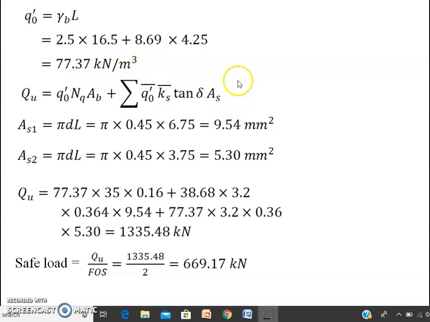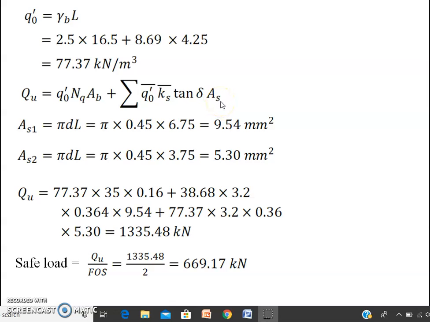Since the soil stratification is given to us, the ultimate load carrying capacity of a pile will be calculated by the relation Q naught dash NQ into AB, the effective surcharge multiplied by the coefficient related to the surcharge multiplied by the area under bearing, plus the summative effect of both the soil strata, Q naught dash bar KS bar tan delta into AS.